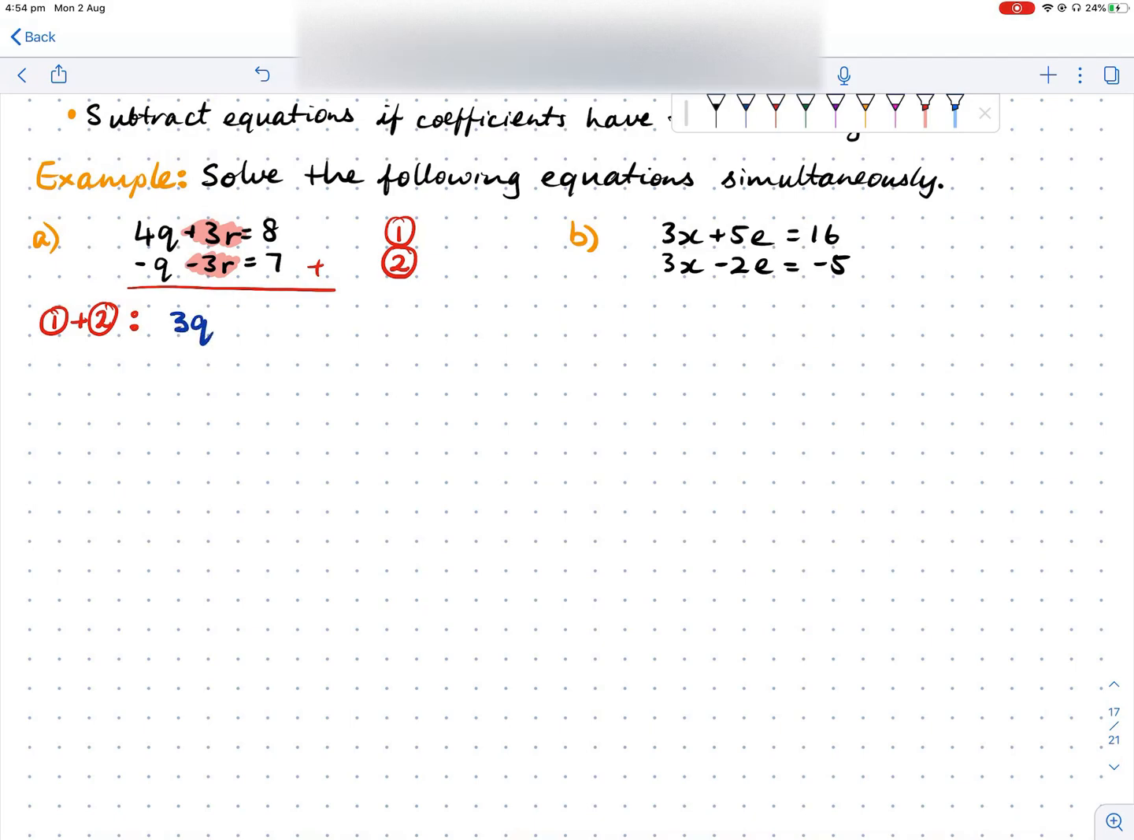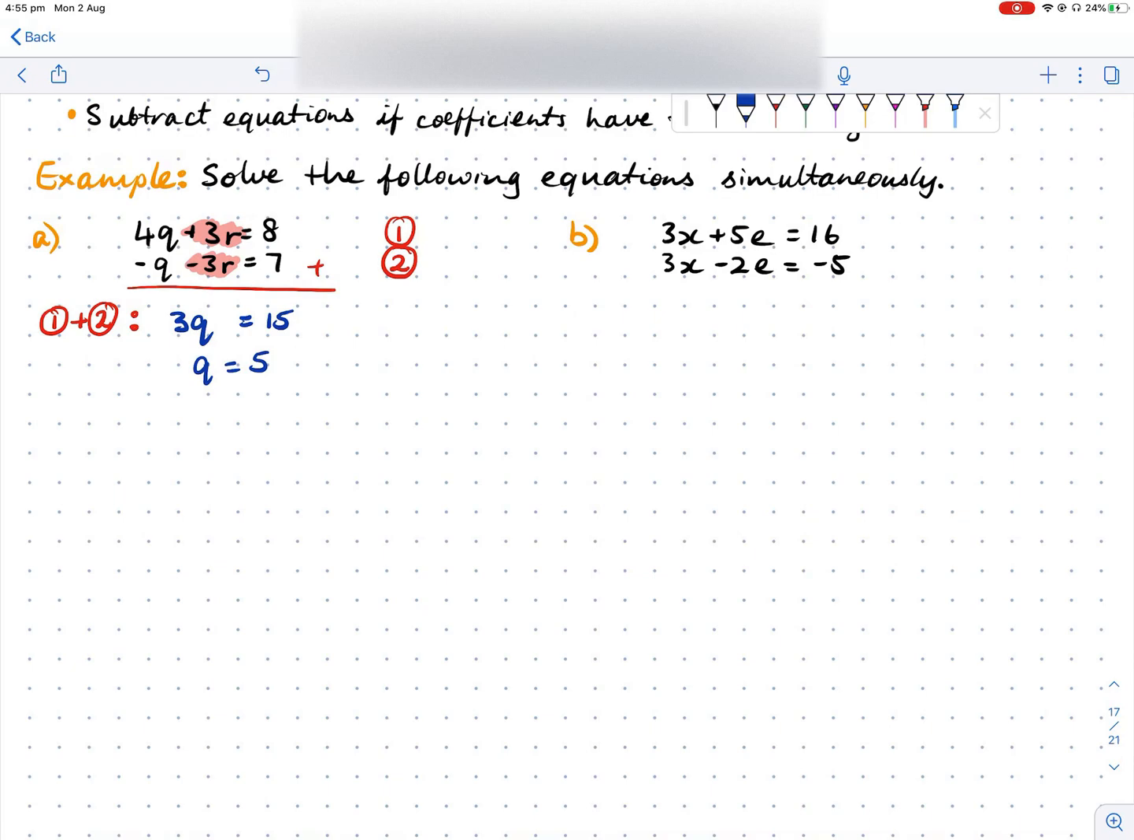That's going to be 3Q. If I add those values together, positive 3R plus negative 3R is 0, so we don't need to write anything. And then on the other side of the equals, 8 plus 7 is 15. So you can see we're adding and subtracting vertically because these are like terms. So now that we've eliminated R, we can now simply solve this, divide by 3, Q is equal to 5. Now we've got one of our values. What we need to also do is find the other value as well.